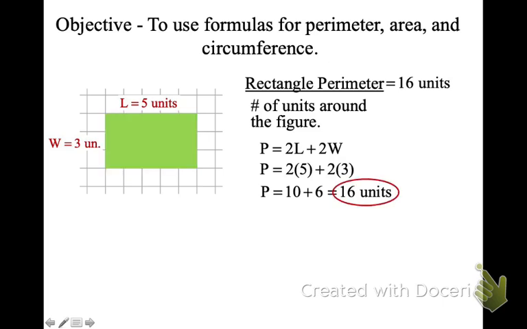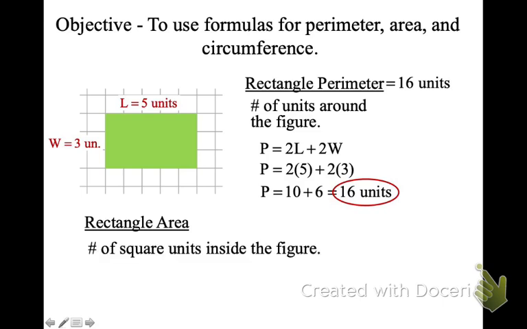Now that we know, well, let's just take a look and keep drawing these boxes for our area. If we can see the boxes, all we really have to do is count the number of squares inside that grass field. So we'll notice I've got 1, 2, 3, 4, 5, 6, 7, 8, 9, 10, 11, 12, 13, 14, 15. 15 square units.